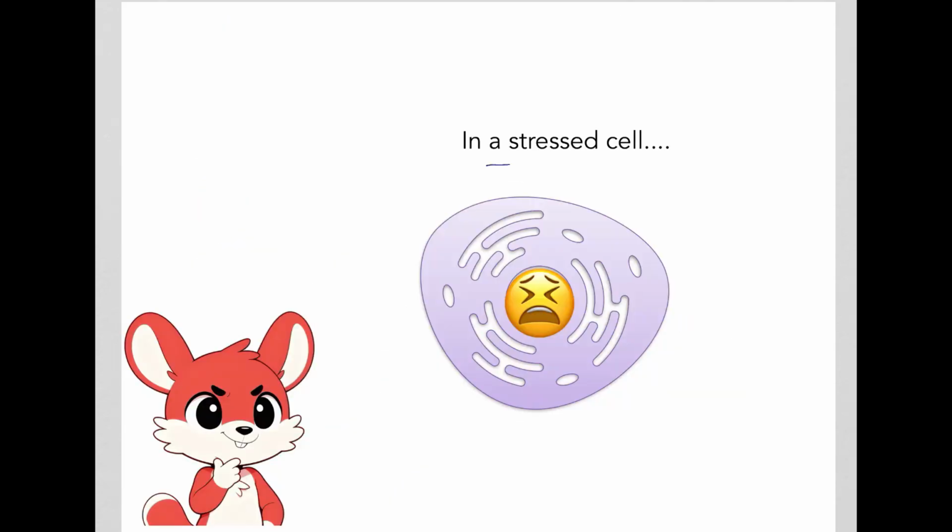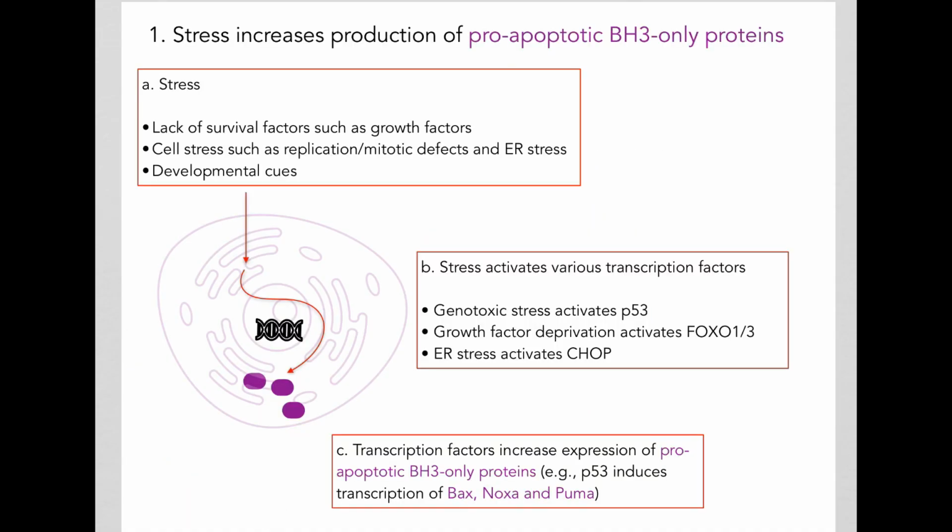Now, what about a cell that is stressed? In a stressed cell that is facing some sort of stress, the stress is going to activate various transcription factors. So, for example, stress with the DNA is going to activate p53. If there is growth factor deprivation, that stress will activate FOXO3. If there is ER stress, that will activate CHOP.